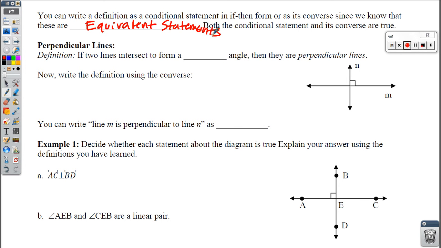So these are both equivalent statements. Again, this is only going to be true when we have definitions. A statement and its converse are not necessarily always going to be the same. In this lesson, however, they will be, because we're talking about definitions.